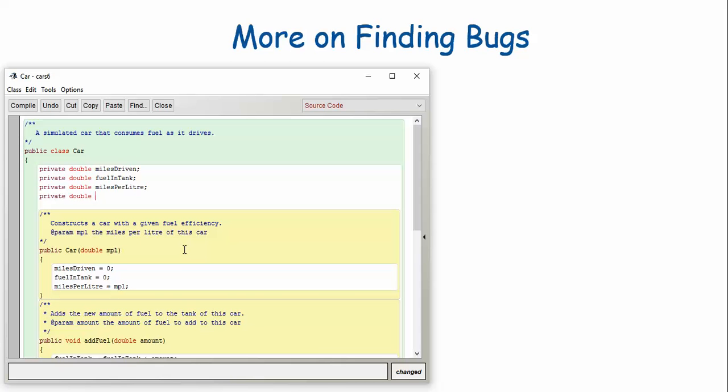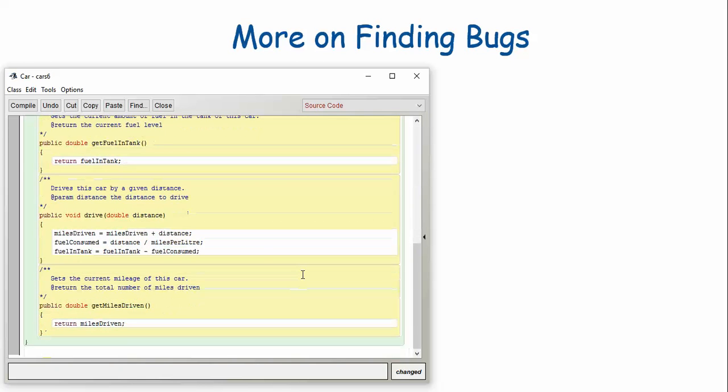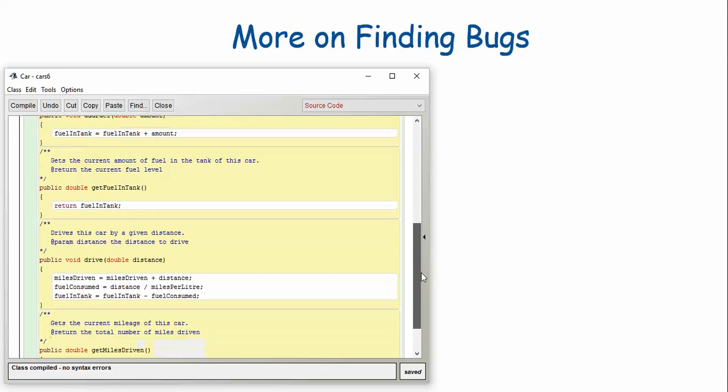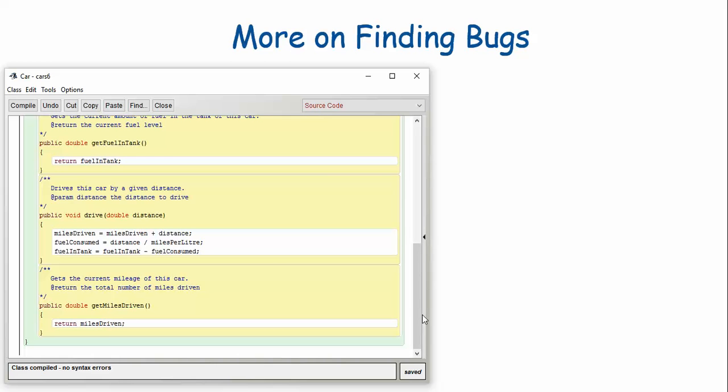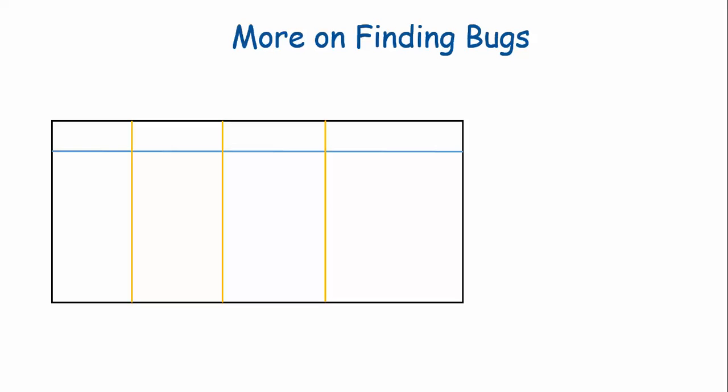Private double fuelConsumed. Now as you can see, we have added the variable which was missing. So let us compile again. No syntax errors. But now let us try to trace this method, and let us find whether this particular method has any problem. As we have learned earlier, we are going to use this index card type of finding bugs.